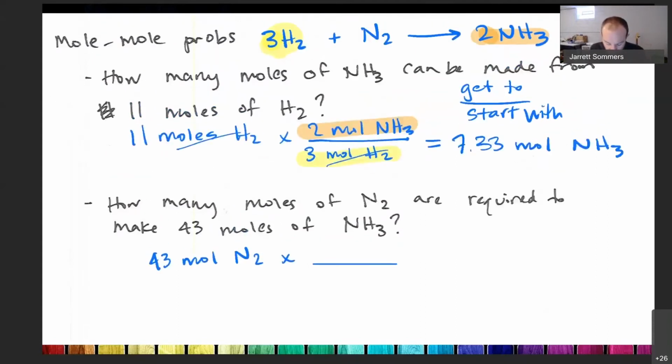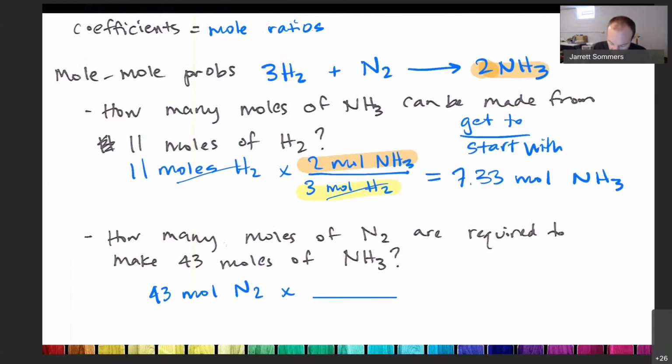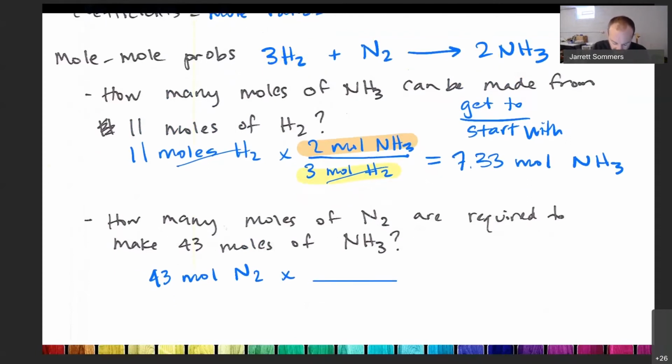So we could go back up to our reaction here. In this particular problem, we're starting at, as it reads, NH3 here, and we're going to N2, so moles of N2.